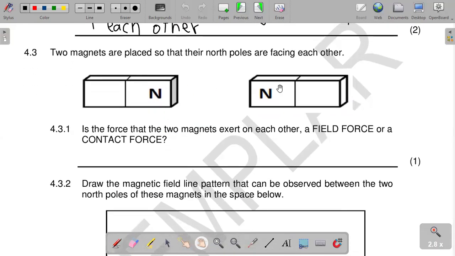The magnet, that is an example. So they will exert magnetic forces on each other. And magnetic force, so it's a magnetic force. There will be a magnetic field here. Okay. So it is a field force. It is a field force. Okay.